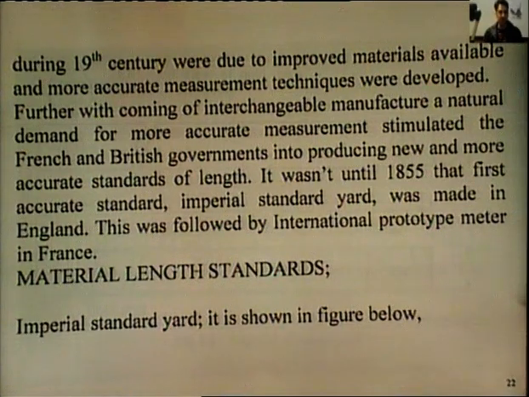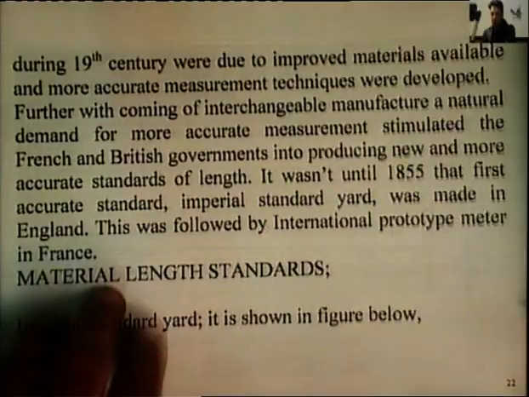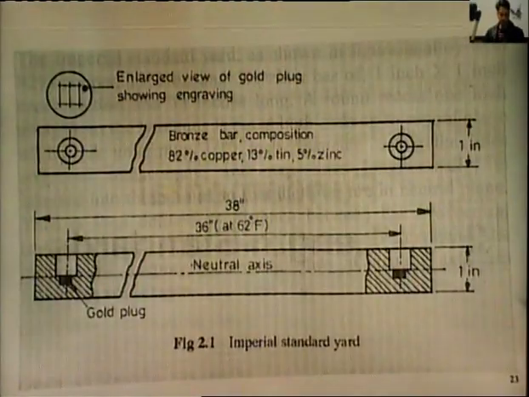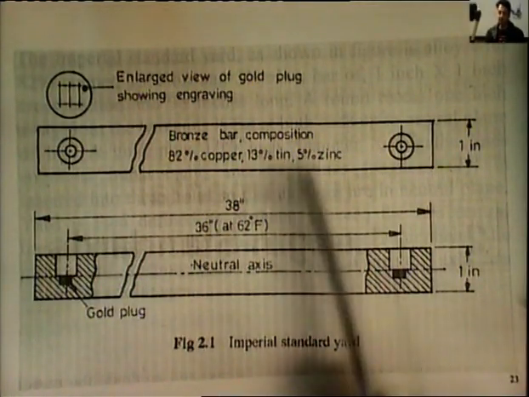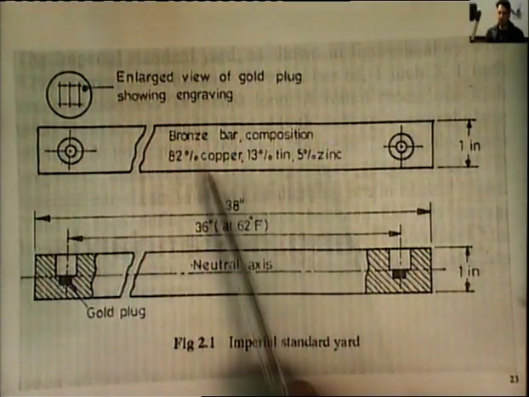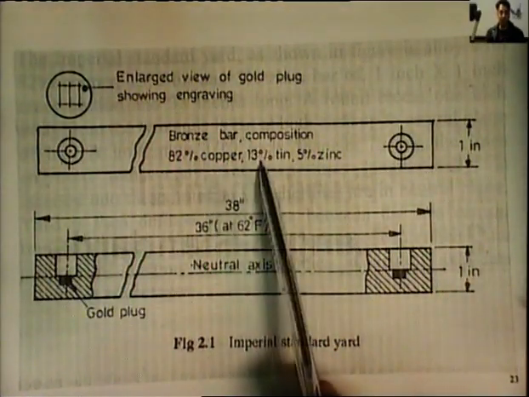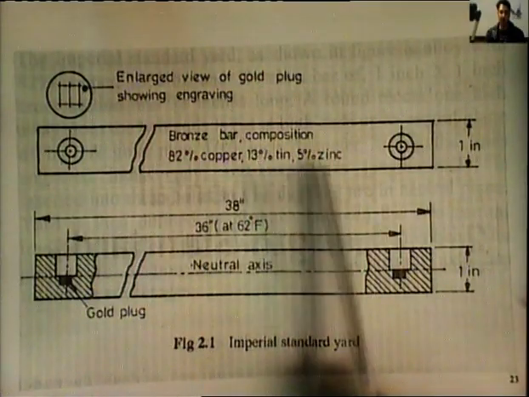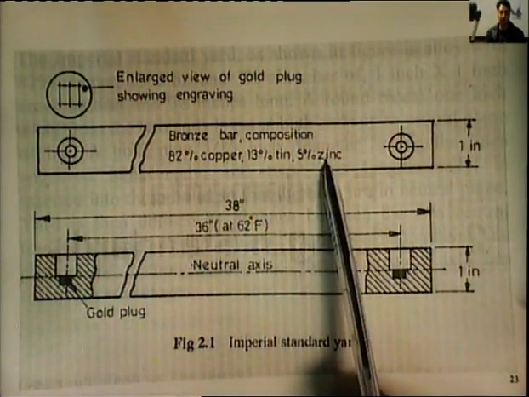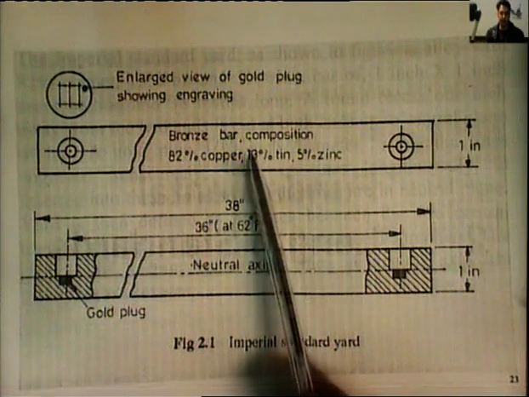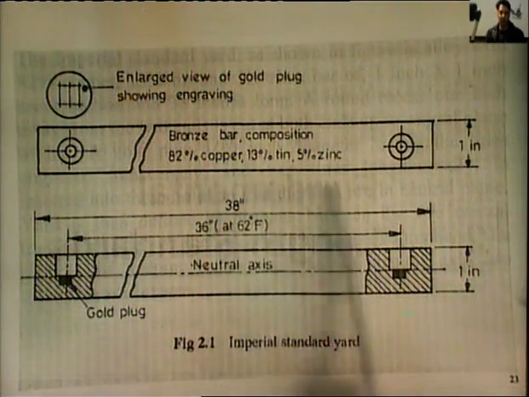So, next we discuss material length standards. So, the first one is the imperial standard yard. It is shown in the figure below. So, this imperial standard yard was first produced in England, and for the composition of this yard they used 82% of copper, 13% of tin and 5% of zinc. So, this is a bronze bar which has copper, tin and zinc.